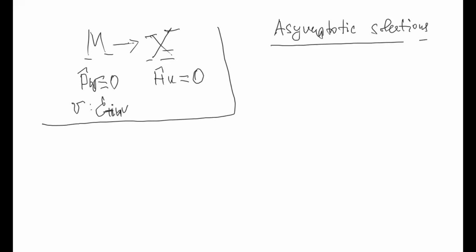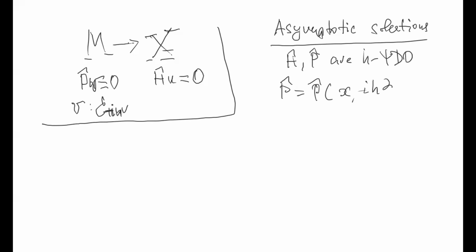This means that H and P are pseudo-differential operators. Say in local coordinates, P is P of x, minus ih t d over dx. And we wish to construct asymptotic solutions. And to this end, we use Maslov's canonical operator.